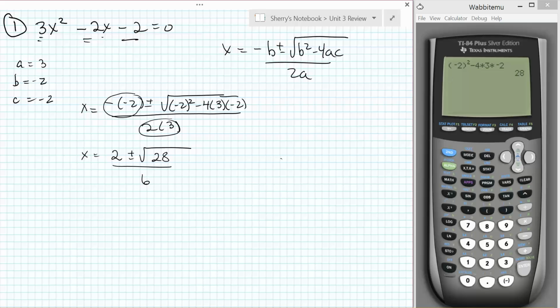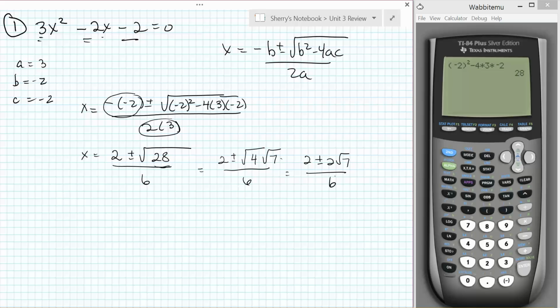Now, in order for this to be simplified, always double check: can we simplify what's inside the square root? It's not a perfect square, however, it does have a pair of 2's in it, so you can think of it as square root of 4 times square root of 7. And we can rewrite that as 2 root 7 over 6. That simplifies our square root.